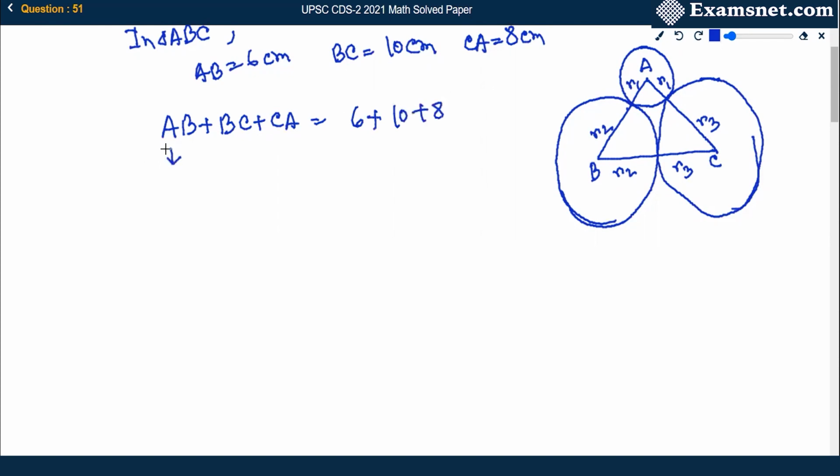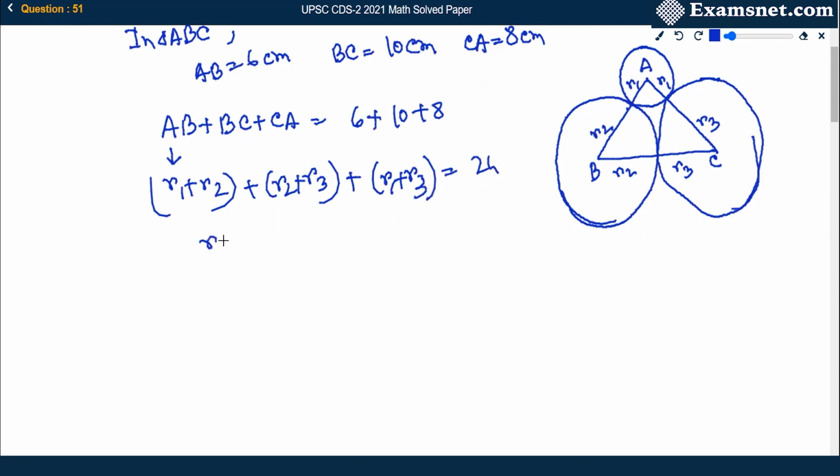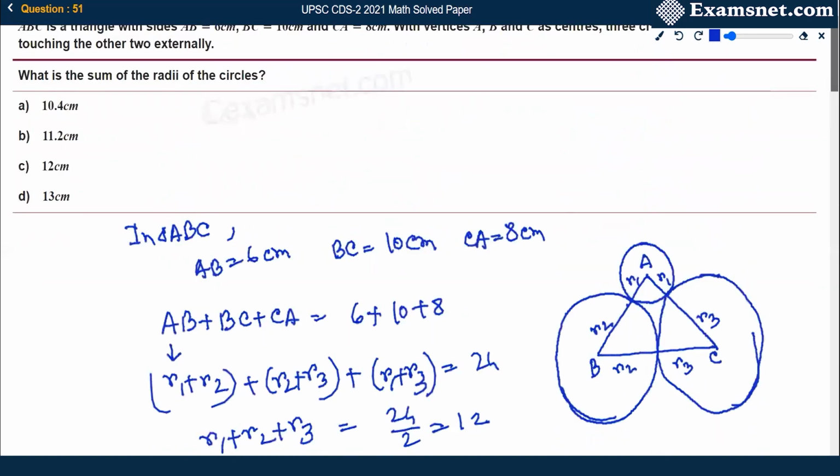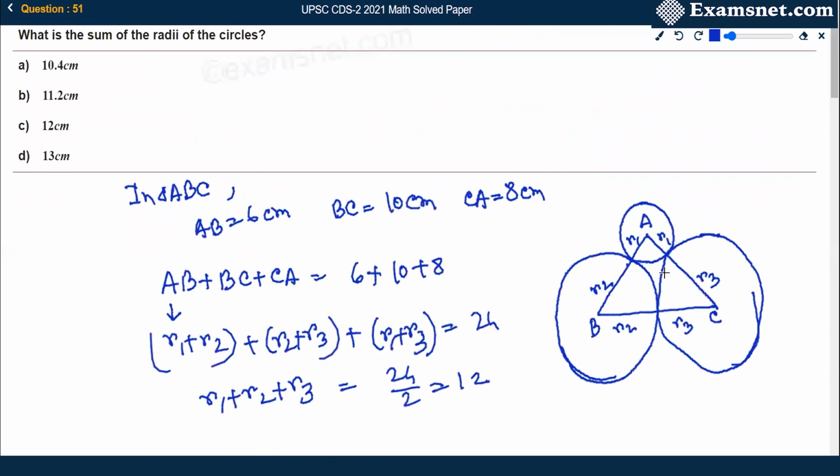Now according to the diagram, we can write R1 plus R2, next R2 plus R3, and after that R1 plus R3. So it will be 24. That means R1 plus R2 plus R3 is 24 by 2, 12 centimeter. And we are asked, what is the sum of the radius of the circles? Here R1, R2, R3 are the radii, and the sum of them is 12 centimeter. So option C is the correct answer.